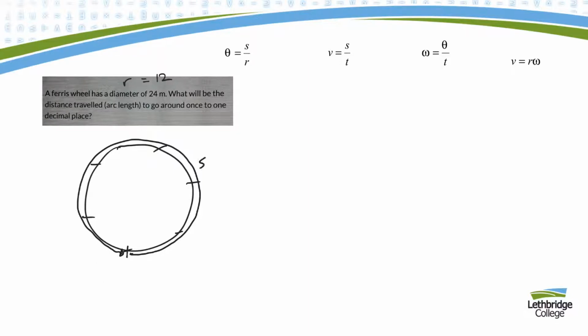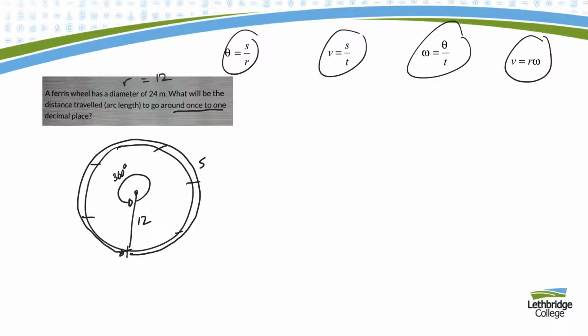And that would be known as the arc length, or S. So I know that the radius is 12, and I don't know any other numbers other than it says it goes around once. So if the thing goes around once, then that rotation is 360 degrees. But if I'm going to use any of these formulas up here, all of the angle measurements are in radians. So I need to convert that to radians, which is 2 pi. So if my radius is 12 meters, and if my rotation is 2 pi, then I should be able to figure out the arc length.